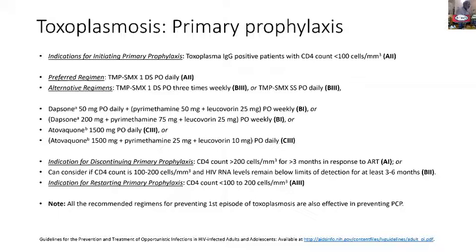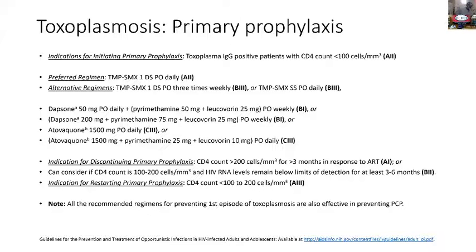In persons who are allergic, desensitization is recommended. Alternative regimens: dapsone plus pyrimethamine, dapsone at various doses, atovaquone plus pyrimethamine, along with folinic acid. It is notable that all the regimens that are given for primary prophylaxis and secondary prophylaxis of toxoplasmosis will also work against pneumocystis. The indication for discontinuing primary prophylaxis is similar.